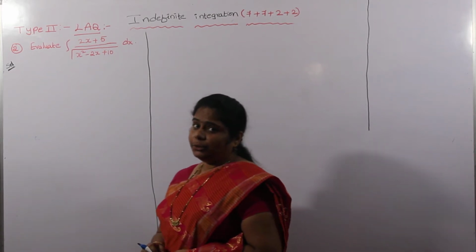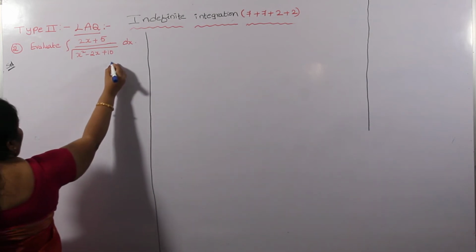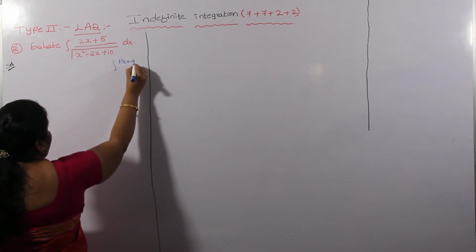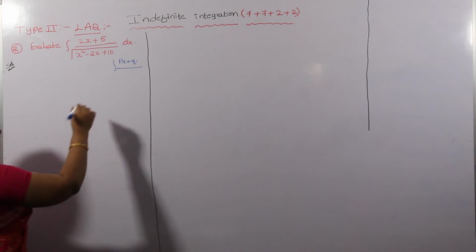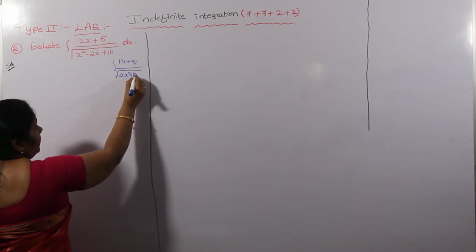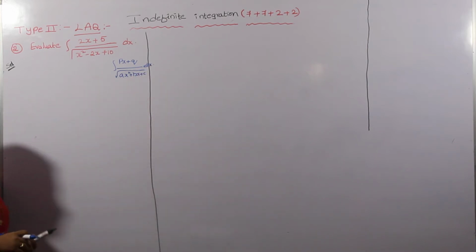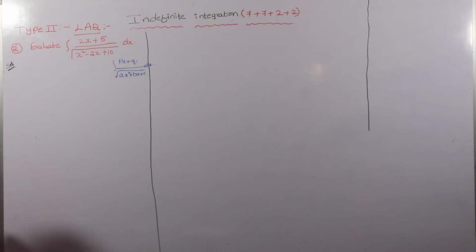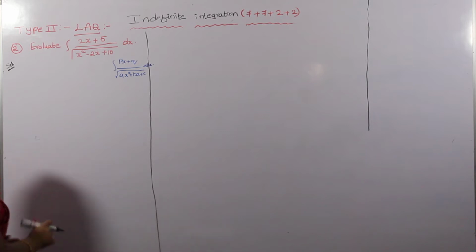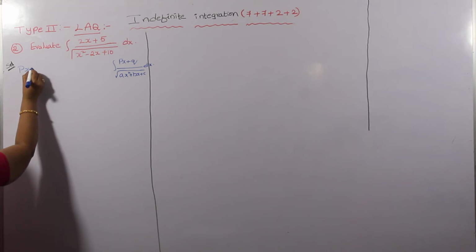Next, second elective. This is the type 2 mark. Type 2 means this is in the form of the integral of px plus q by root over ax square plus bx plus c dx. Here also we take px plus q is equal to, in type 2 also we take the same formula.